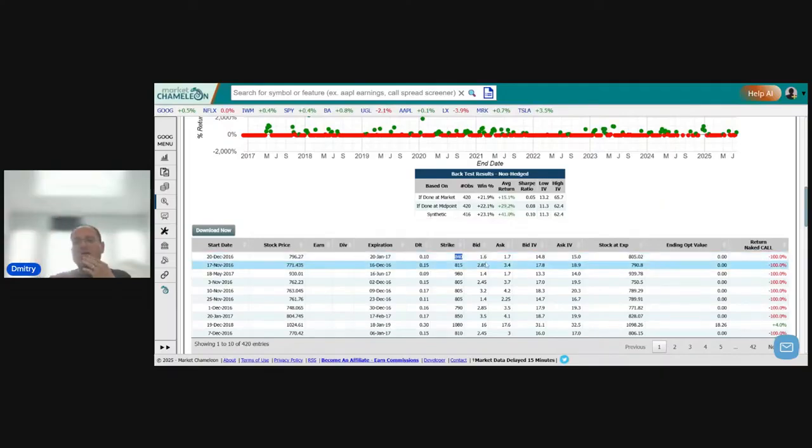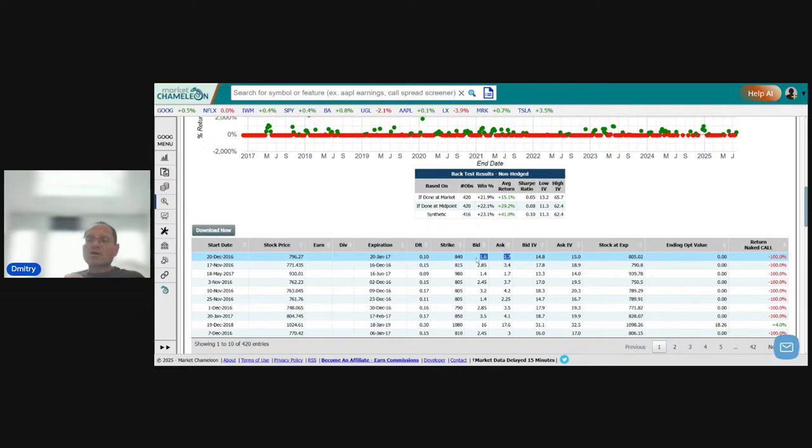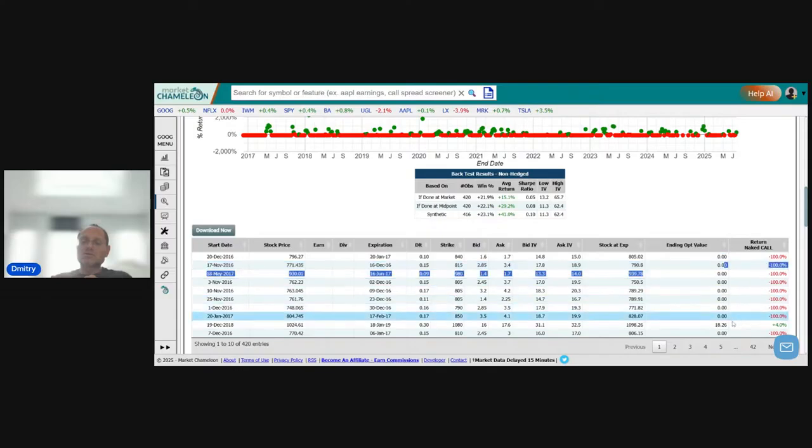So you can see here that the option started at $1.60, $1.70 was the market. This was the implied volatility of each leg. The stock at expiration was 805. So obviously it didn't go above 840. So that option ended at 0. Okay. This option gained 4% and so forth.